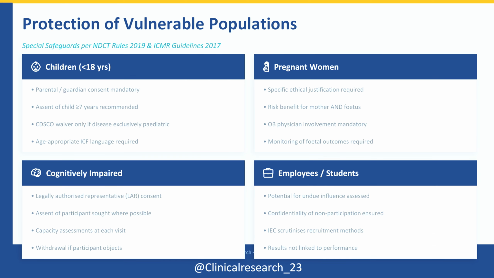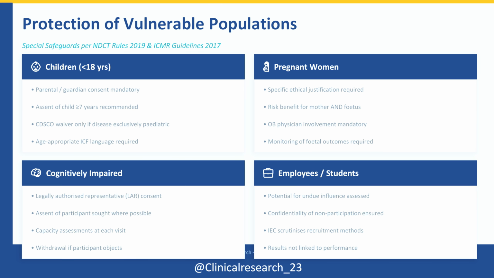Let's go through some important aspects of safeguarding vulnerable groups in clinical research. First, it's key to understand that results are not directly linked to performance, which emphasizes the importance of unbiased recruitment. The IEC, or Institutional Ethics Committee, plays a crucial role by scrutinizing recruitment methods to ensure fairness and transparency.